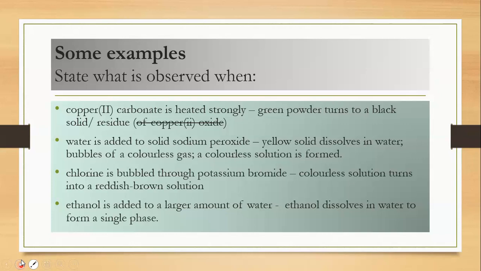I don't know if you can read through some examples of how to write the observations. In these questions, I have written some answers, and I want you to observe how the observations have been written in simple language, but direct to the point and very accurate. You do not have to use complicated English when you're writing these observations. For example, when they tell you to state what is observed when copper carbonate is heated strongly, like I said, write down the initial appearance. We know that copper carbonate is a green powder. Don't even mention the name. Simply say green powder. There will be a mark for that.